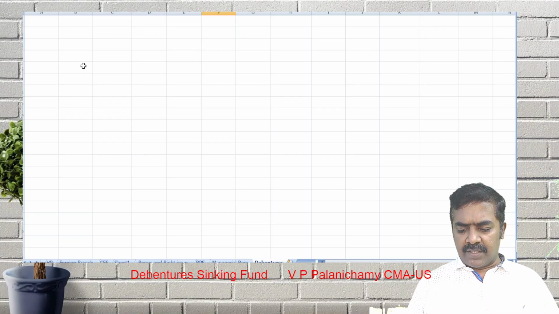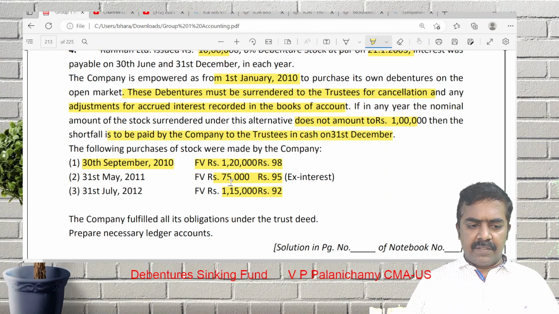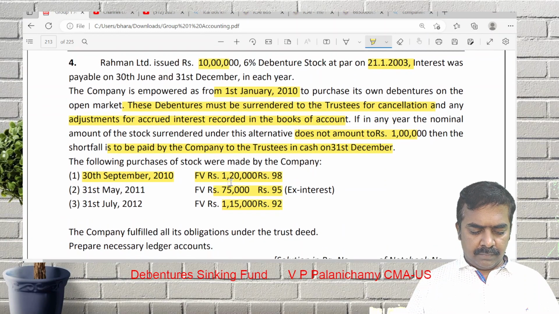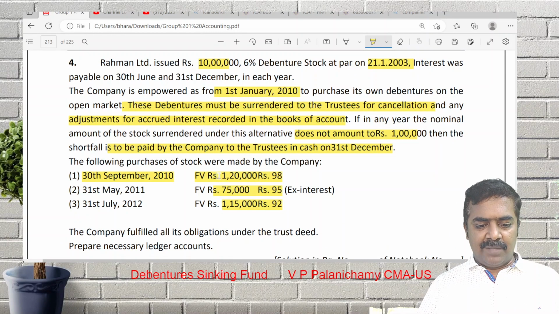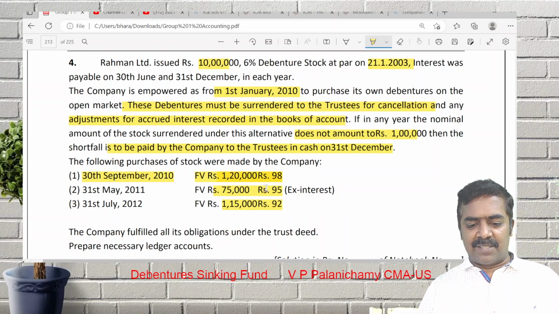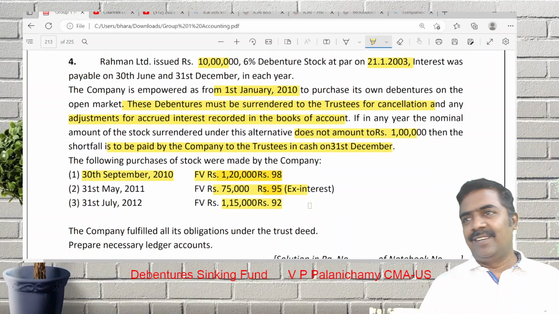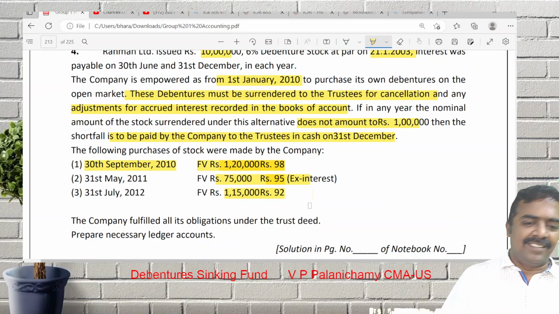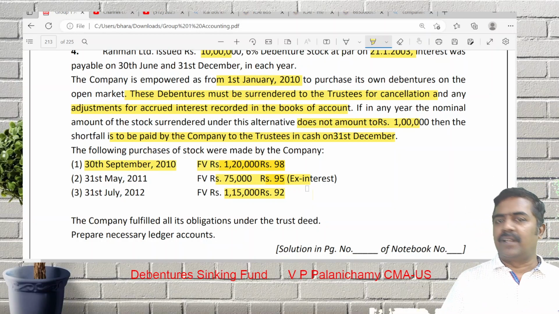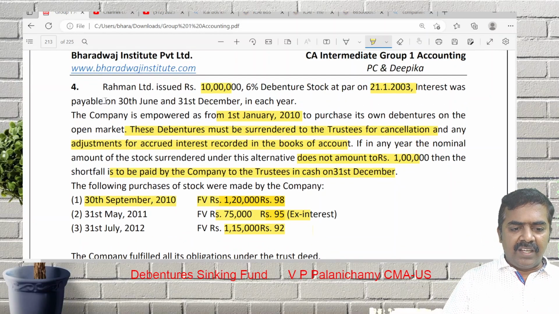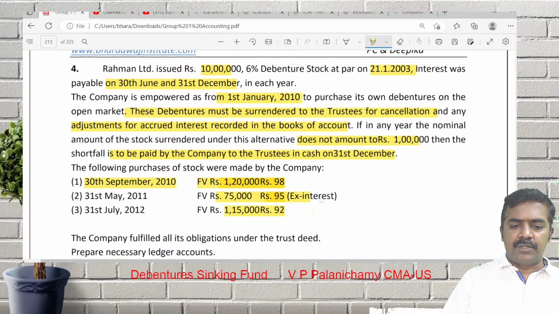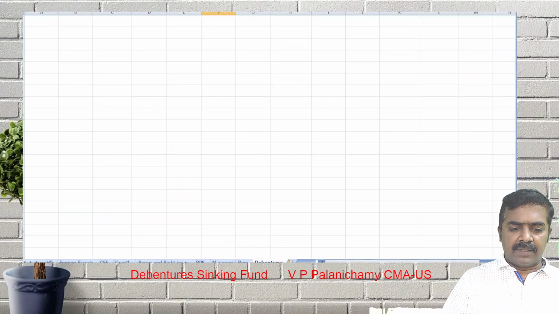Read the question once again, then we will start solving. If examination, students might think இது வந்து cum interest, மற்ற எல்லாம் ex interest, அந்த மாதிரி think பண்ணுவாங்க. உங்களோட own assumption எழுதுவீங்க. அதுக்காக தான் nothing is specified, always it is ex interest. அதே மாதிரி interest எப்போ pay பண்றான் பாருங்க, 30th June and 31st December.